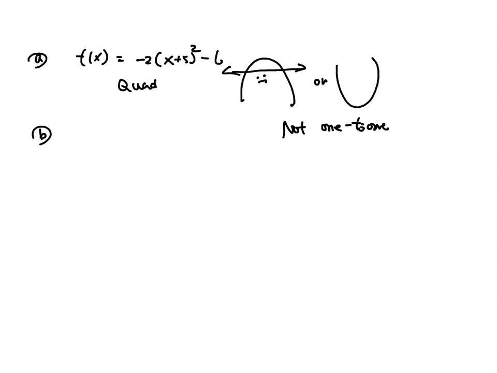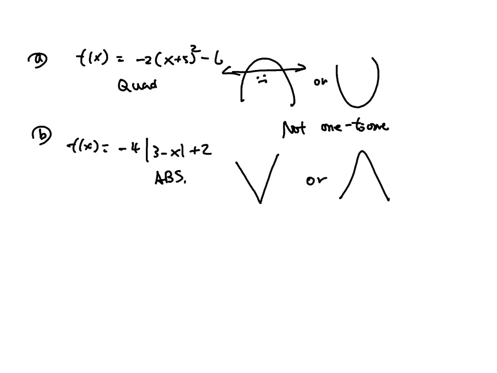Part B, you've got f of x equals negative 4 absolute value of 3 minus x, plus 2. This is an absolute value function, which typically is a V shape or upside down V shape. Again, it fails the horizontal line test. So part B is not a one-to-one function.